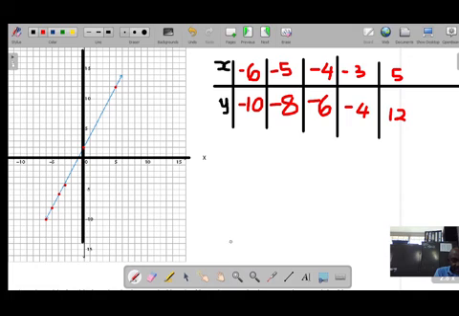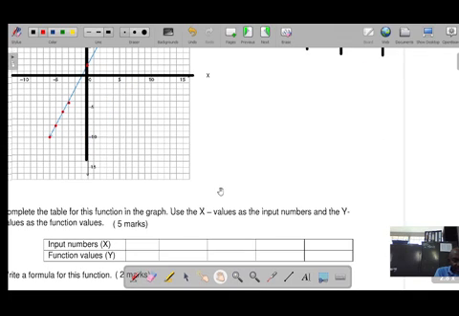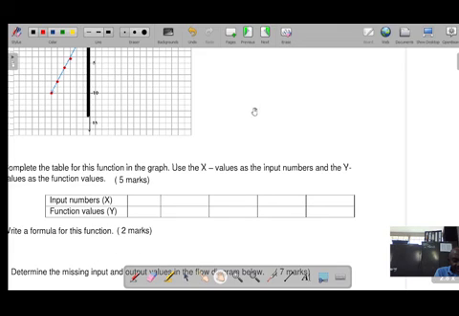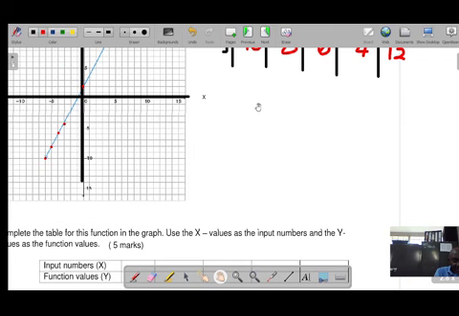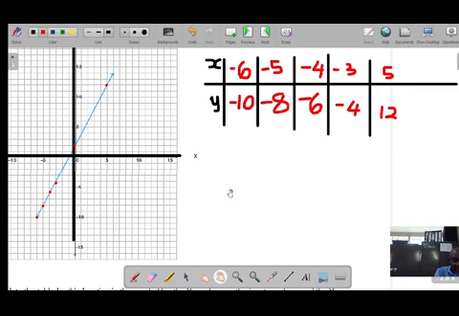Let's check the question again here. They said to write a formula for this function. So now, because it's a straight line here, again I'm going to use the same criterion. That means I'm going to use y equals mx plus c. Now, what is my m? My m is the gradient. We said you can find the gradient by using y2 minus y1 over x2 minus x1.